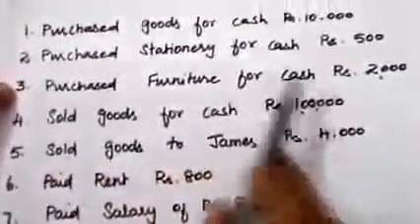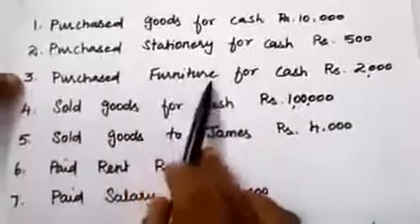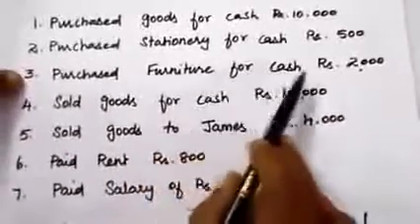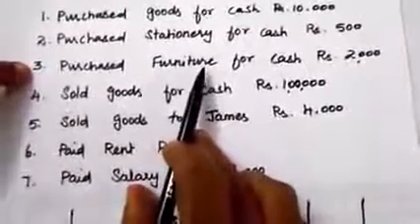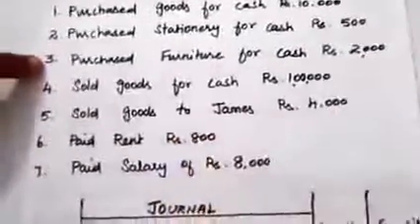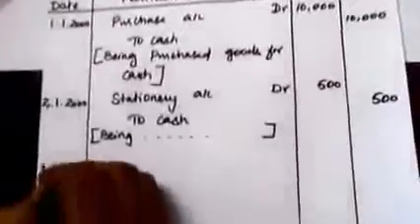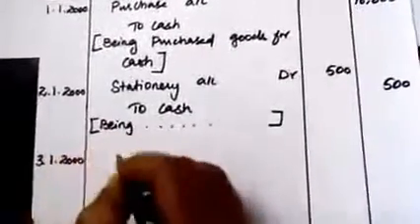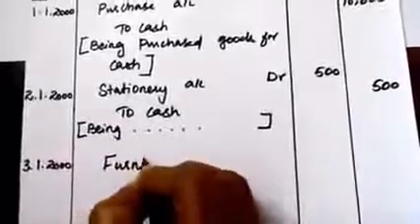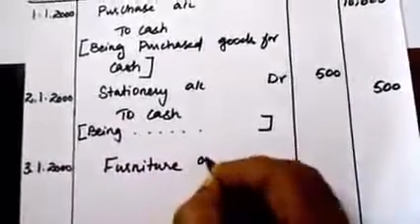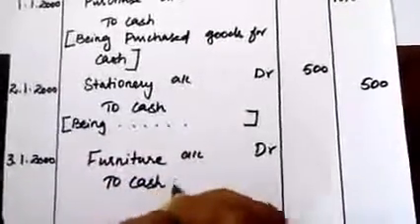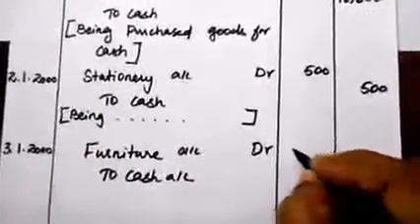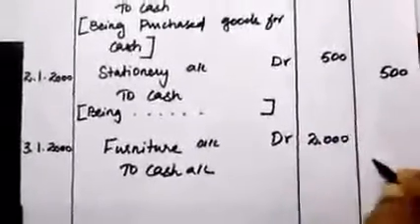Then the third entry. Purchase furniture for cash. Same thing. Here they mention furniture. They have purchased furniture for cash. So when you purchase furniture, what comes in? Furniture comes in. Cash goes out. On 3rd January 2000, furniture account debit to cash account. How much? 2000 rupees.